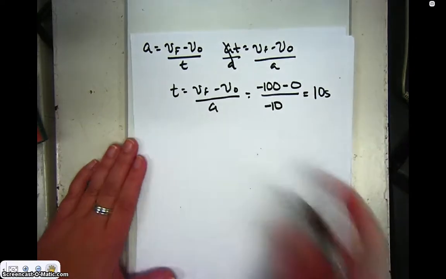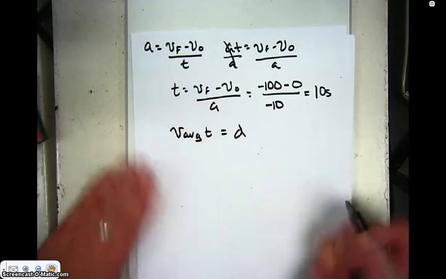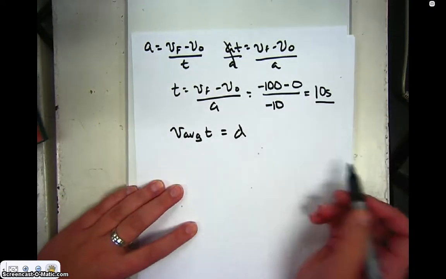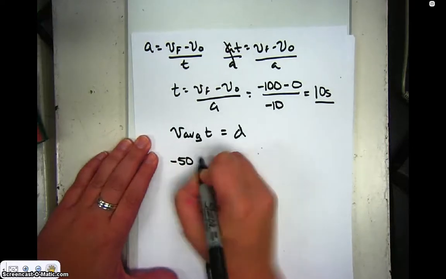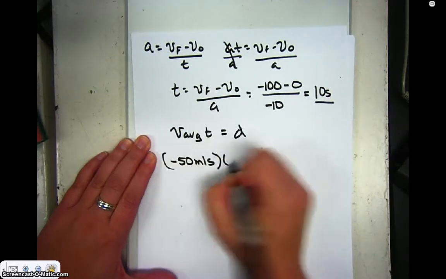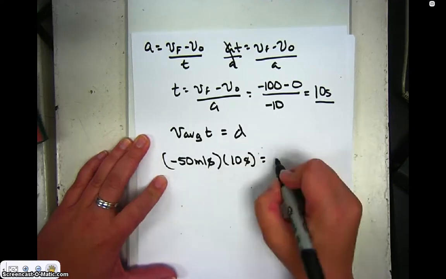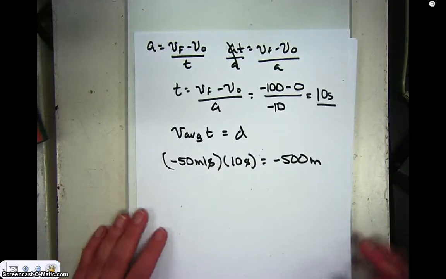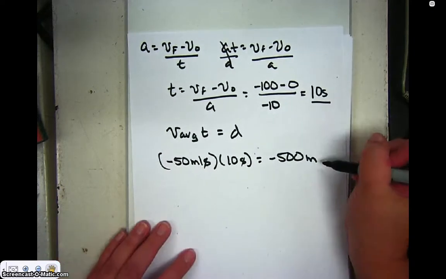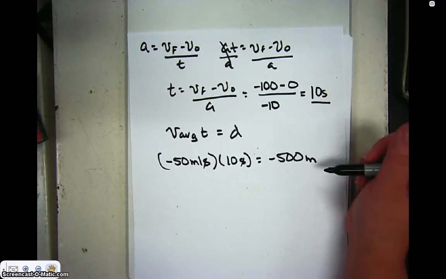All right, so remember I had V average times T equals D. And I used this equation to find T, and I used my last equation to find V average. So my V average was negative 50 meters per second. My time is 10 seconds. So my seconds cancel, negative 500 meters. So that's 500 meters down that the ball fell, okay? Which is actually, if my question was the height of the cliff, I would say 500 meters is how tall the cliff is, okay?